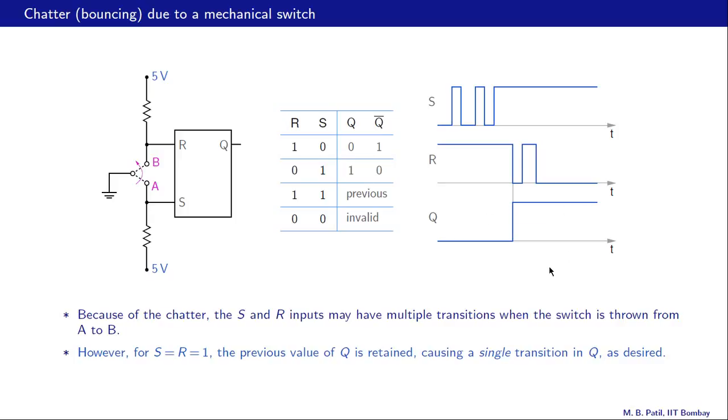like that. So therefore, we have now achieved a single clean transition in the output, although we do have a mechanical switch which gives us bouncing problems. And this process is called debouncing.